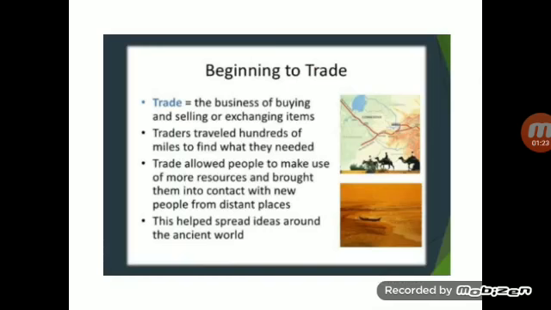Beginning of trade. What do you mean by trade, children? The business of buying and selling or exchanging items is called trade. The village became self-sufficient. Everything needed was produced in the village. Payments for services were made in kind and not in cash. For example, a potter got food grains in exchange for pots and vice versa. This system of exchange of goods is called the barter system.